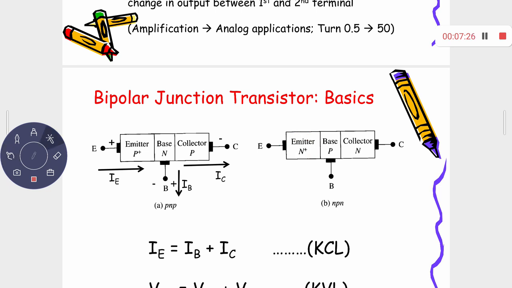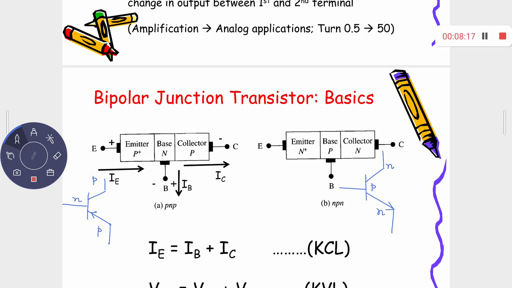Emitter is heavily doped. And you have the base, for which the width of the base region is the smallest. And then you have the collector region. Emitter, base, collector. And in case of NPN, what do you expect? Draw the corresponding symbol so that you can relate. N, P, N. Emitter, base, collector. Okay? For PNP, only the polarity is reversed. P, N, P.